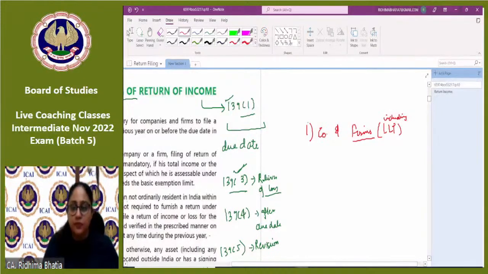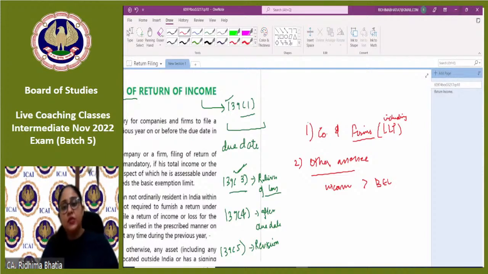Then second comes other assessees. Other assessees means other than companies and firms who have income more than the basic exemption limit. What is the basic exemption limit? 2,50,000 in case of individual and HUF, 3 lakhs in case of resident senior citizen, 5 lakhs in case of super senior citizens. So for them, if they have income more than the basic exemption limit, but here there is a star on income.